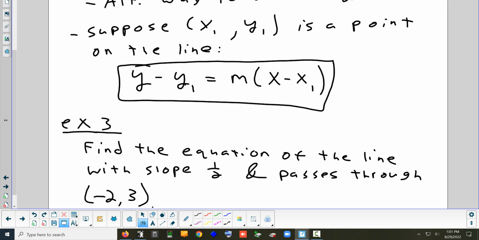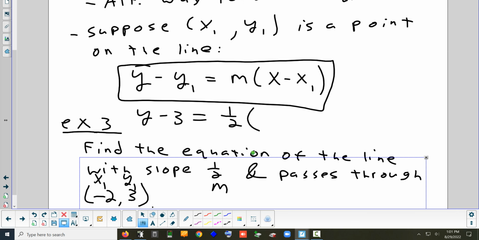They said to use point-slope form to find the equation of this line. That's my x1, my y1, and my m. So it would be y minus 3 equals 1/2 times x minus negative 2. So minus and minus becomes a plus. And that's it. That's how you would write the equation of a line in point-slope form.